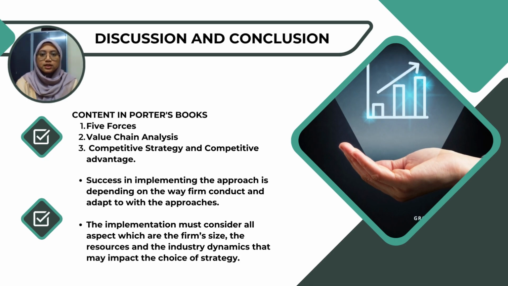So, in this research, we compare the findings and discussion from 10 different articles. From the literature review, we can see that Porter has published 3 books which contain his approach on business strategy, now called the Porter approach. In his books, he introduced 3 types of approach, which are the 5 forces, value chain analysis, and competitive strategy and competitive advantage. There are some industries that applied the Porter approach and most of the companies gained success.